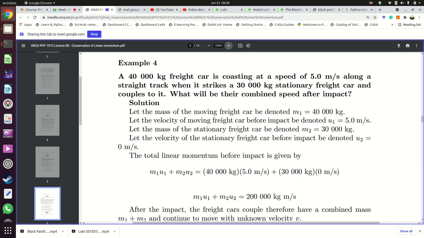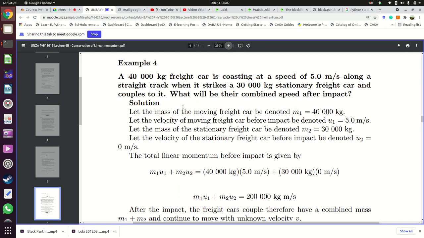So what we are discussing here is a collision where a train car, which is moving at 5 meters per second, and since we are talking about trains, these things have to be heavy, collides with another train car, which is stationary, and they combine. Since there is a collision, there has to be movement after that. For us to find out their speed after impact, we need to know how much motion was there before impact.